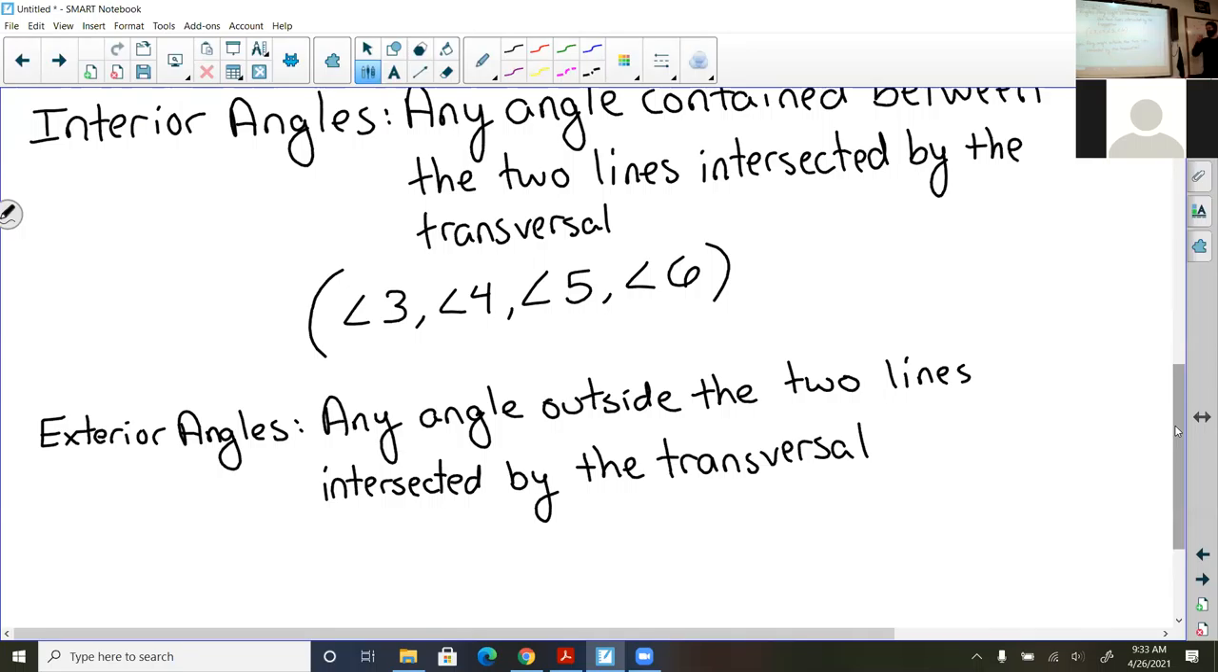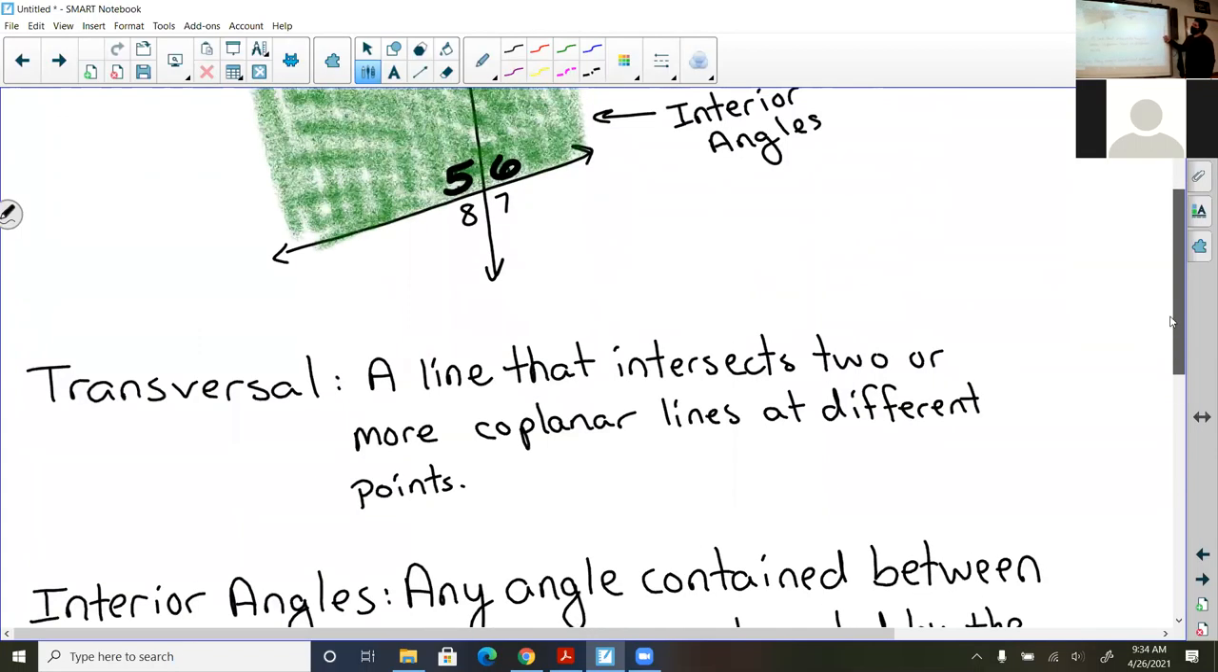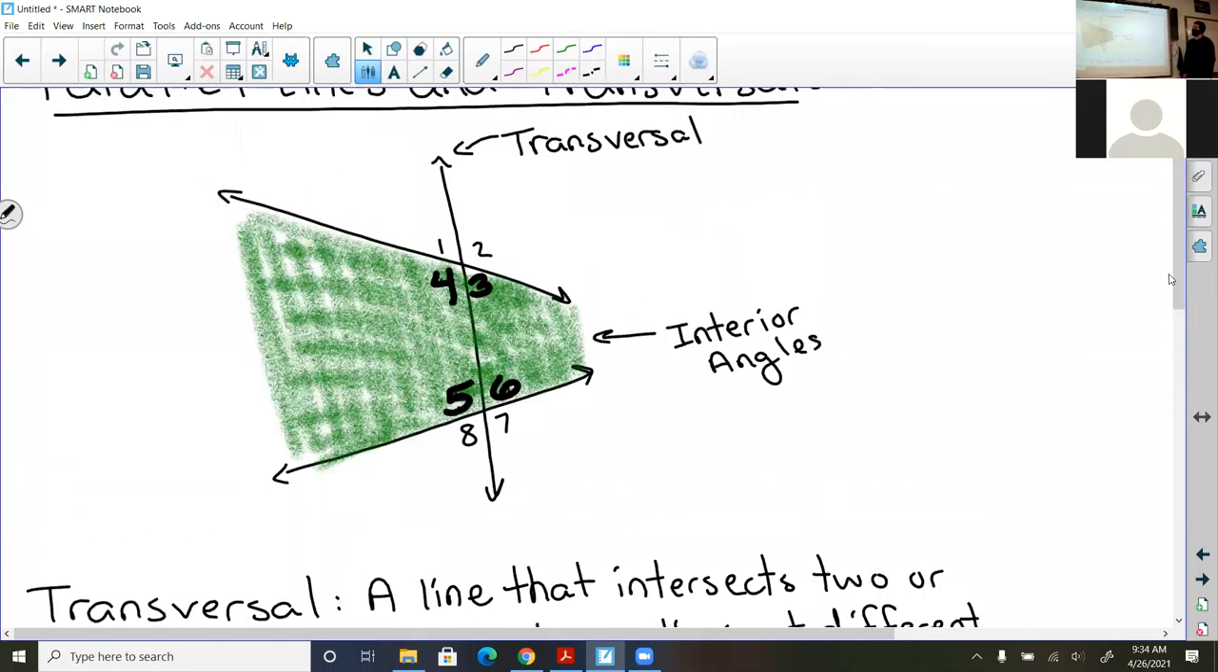So exterior angles, any angle outside the two lines intersected by the transversal. So that means that 1, 2, 7, and 8 are going to be our exterior angles. We'll do those in blue.